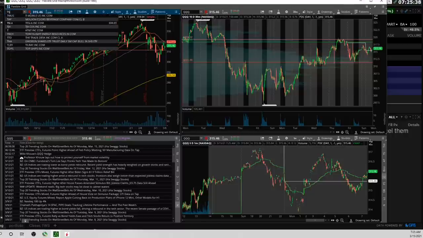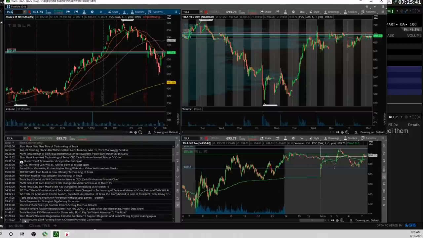And then my watch list, looking at Tesla, favorite stock to trade. I have prior day's high, pre-market low, pre-market high. And then I also have the 20 SMA area marked because that will be resistance, right around 703.